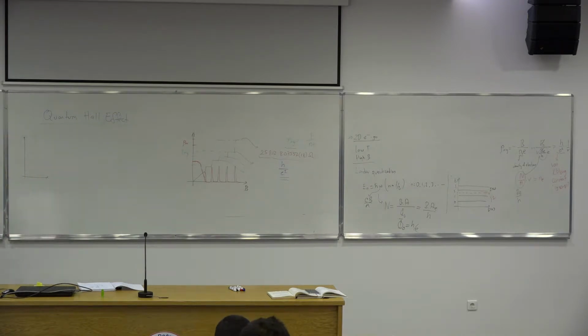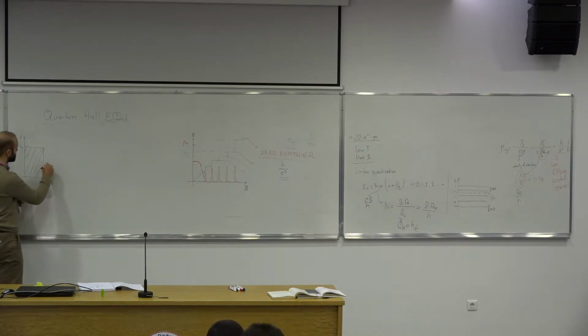Now, when we have this 2D electron gas near the Fermi level, so this is energy, this is density of states. You're going to have all these states filled up till the Fermi level. So it's going to act as a metal. Now what I do is I apply magnetic field.